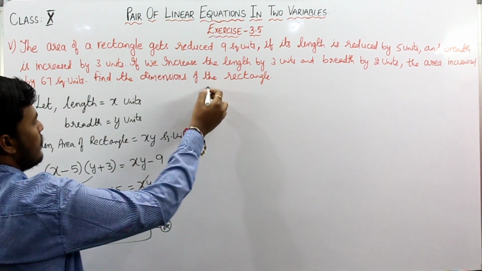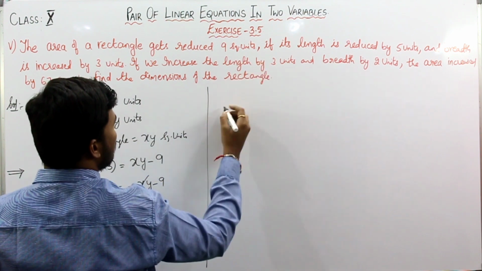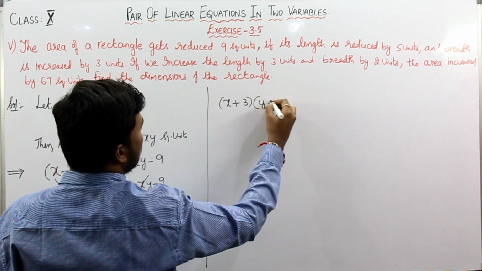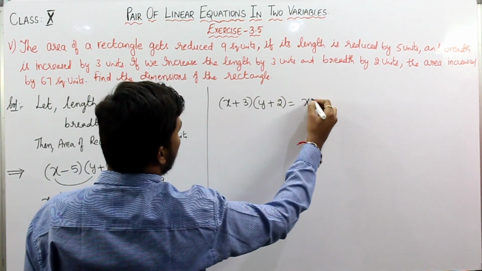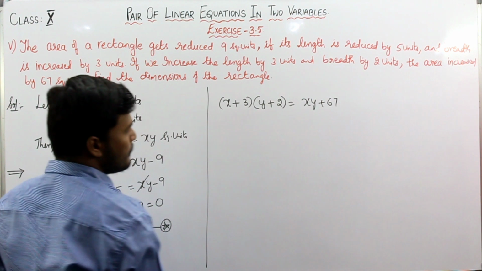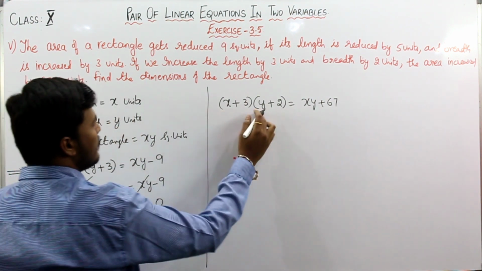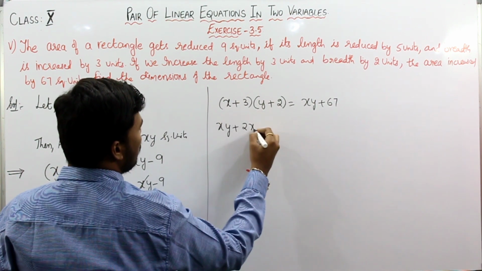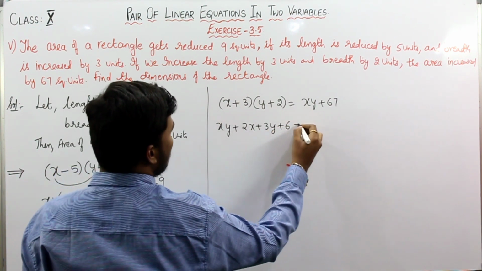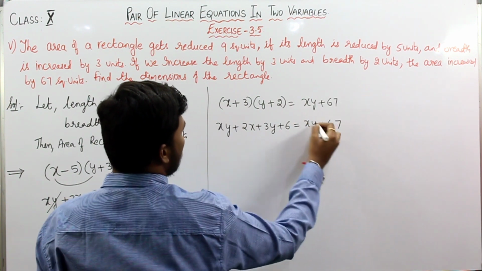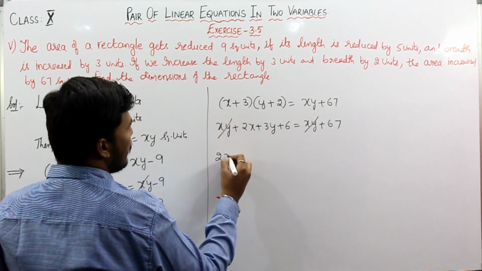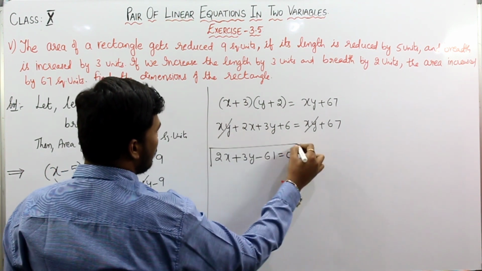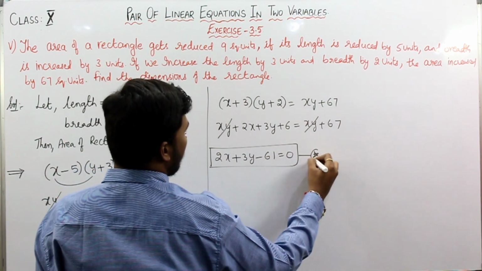Okay. Now what is the second condition? If the length is increased by 3 units, x plus 3, into breadth increased by 2 units, y plus 2, the area also increases by 67 units. Okay, so from this again multiply: x into y is xy, plus 2 into x is 2x, plus 3y plus 6 is equal to xy plus 67. xy gets cancelled, you are left with 2x plus 3y minus 61 is equal to 0. Okay, this is the second equation.